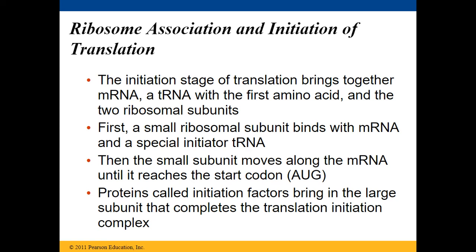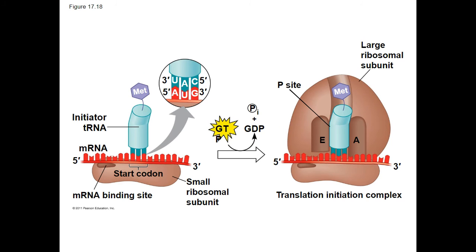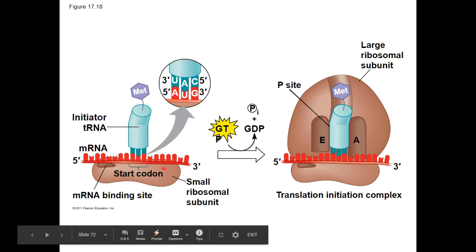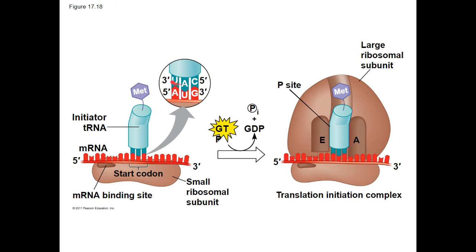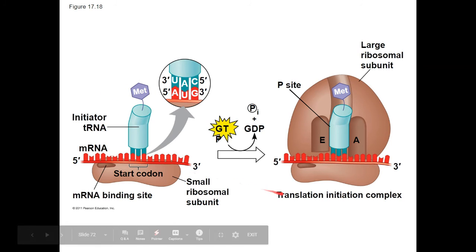Proteins called initiation factors bring in the large subunit that completes the translation initiation complex. So here we bind in, it finds that AUG, the anticodon UAC, it grabs a methionine. There's multiple different ways to say that, but I usually say methionine, and then it can start the process.